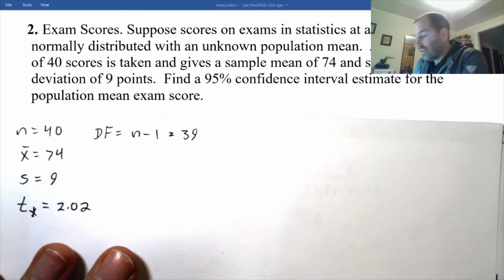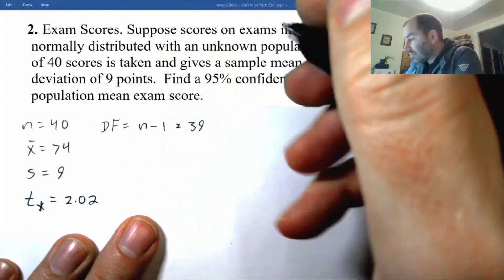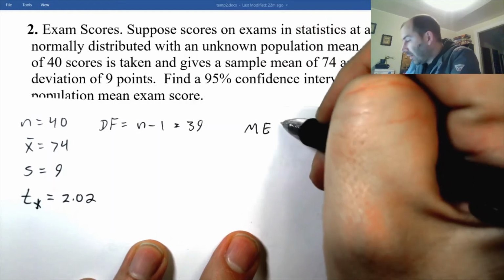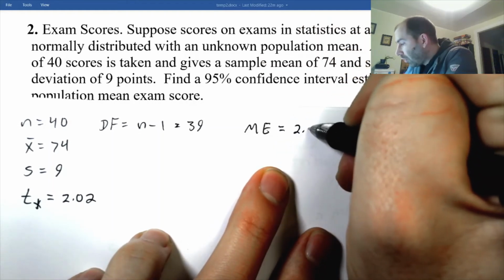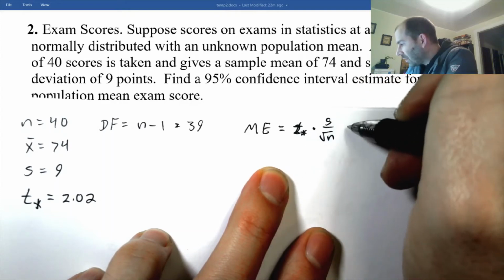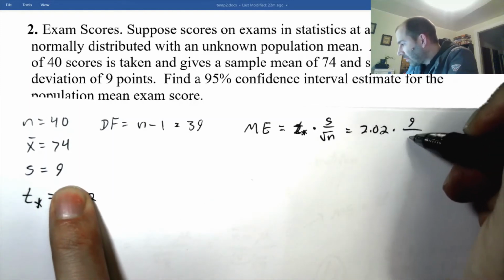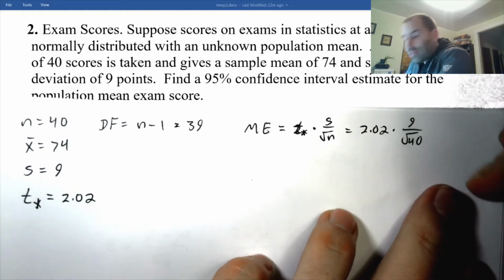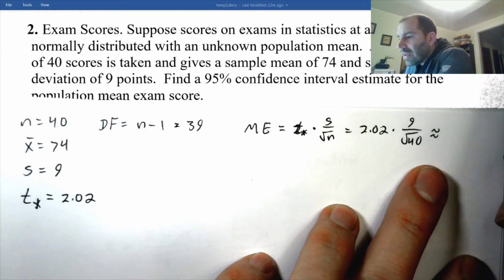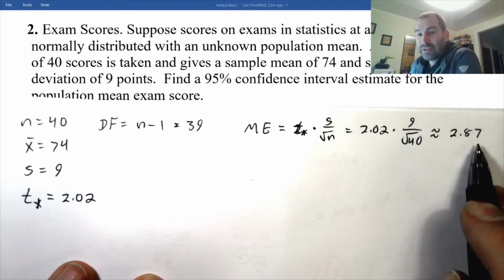And now we proceed just like we did in the last example. The margin of error is given by t star times s over root n. So that's 2.02 times 9 divided by the square root of 40. If you compute that out, you get about 2.87. I'm rounding, so I'm going to put approximately equal to here.